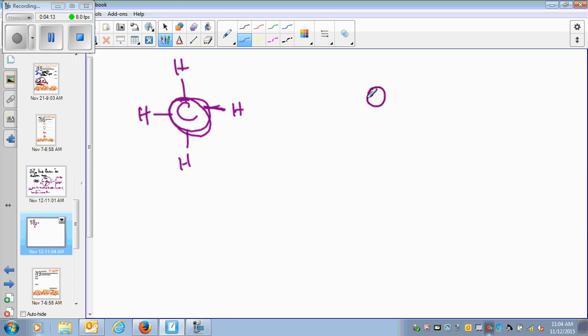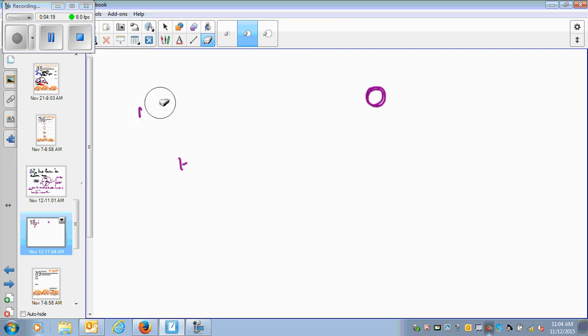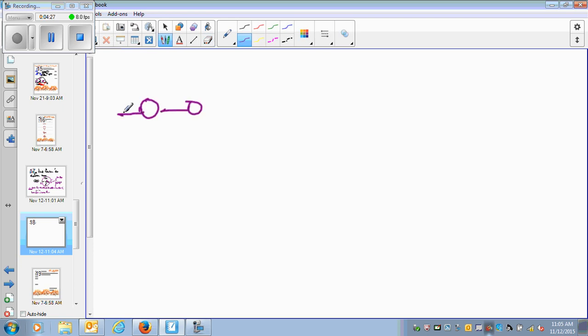Let's take an example. If the central atom is surrounded by two more atoms, the shape is going to be linear, and the angle is going to be 180 degrees. Now, what is an example? We have learned the example of CO2.